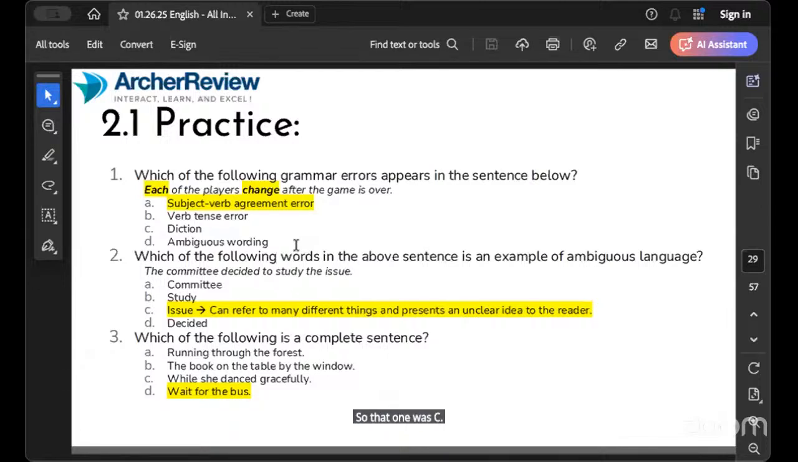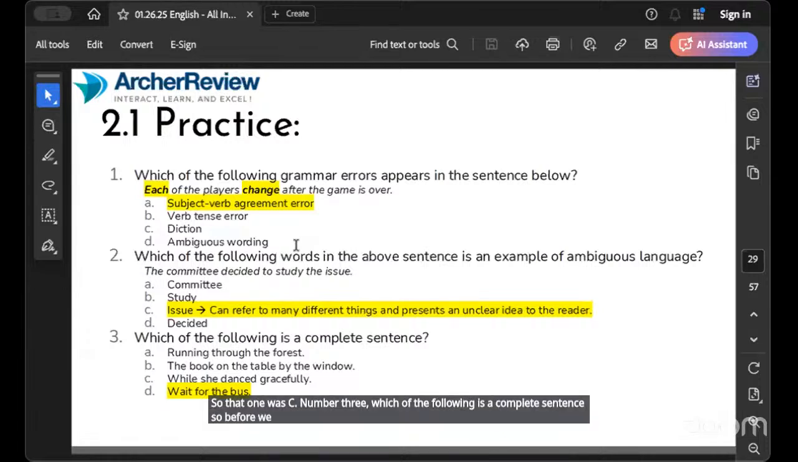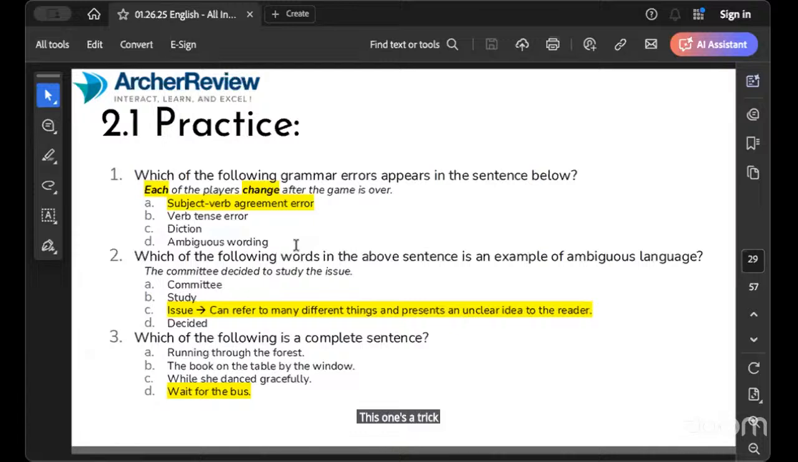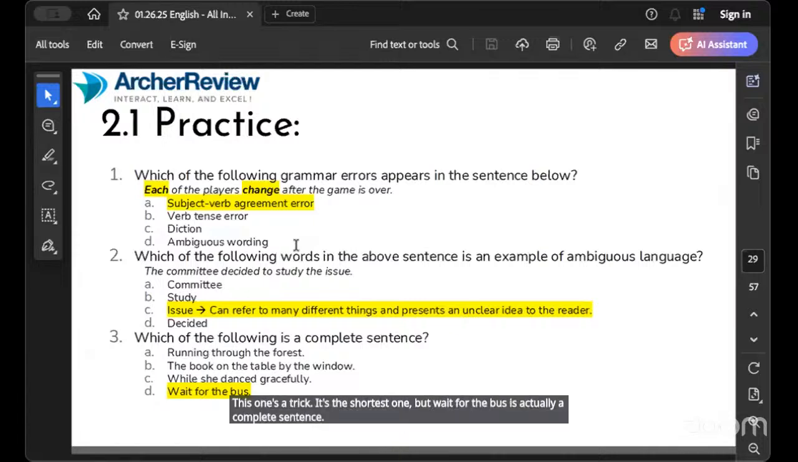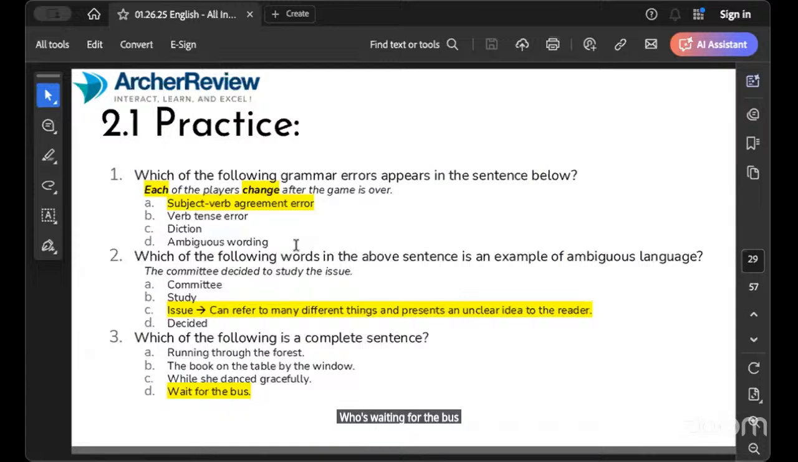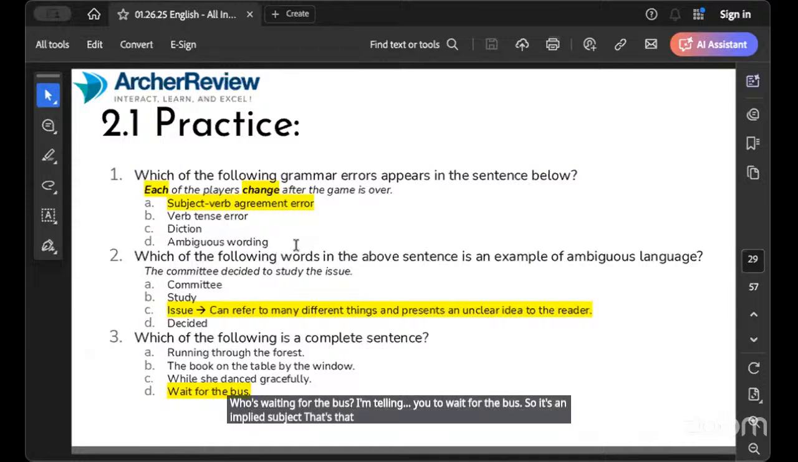Number 3, which of the following is a complete sentence? So before we looked at what was a fragment, this one we're looking for complete. This one's a trick. It's the shortest one, but "wait for the bus" is actually a complete sentence. Who's waiting for the bus? I'm telling you to wait for the bus. So it's an implied subject. That's that command sentence.